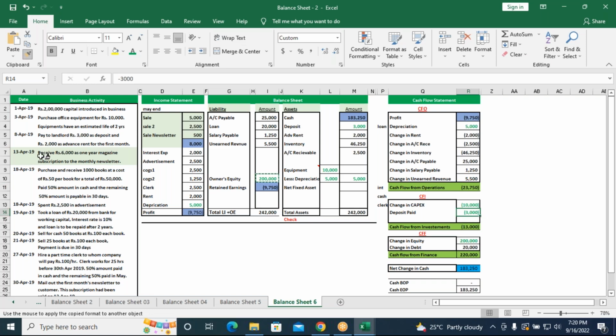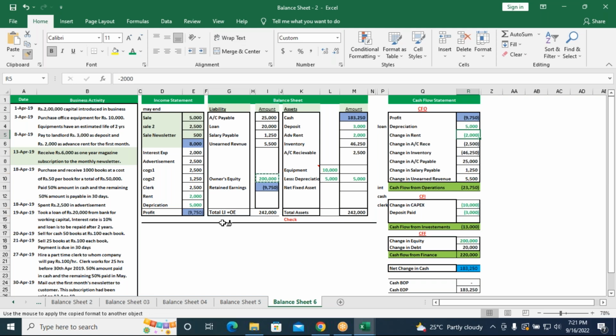Okay. Then rupees 2,000 as advance rent for the first month. So rent I am paying. So here I am putting under the income statement 2,000 rupees rent. Okay. So then here I have to show in the balance sheet on the asset side advance rent 2,000 rupees, and for rent here cash is going out. So here I'll be showing this rent in minus. Okay, cash is going out. So this will be minus. Then received 6,000 rupees as 1 year magazine subscription for the monthly newsletter.